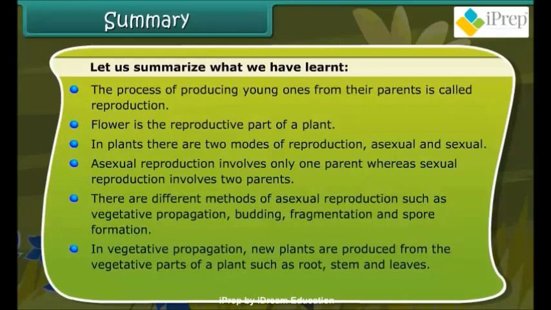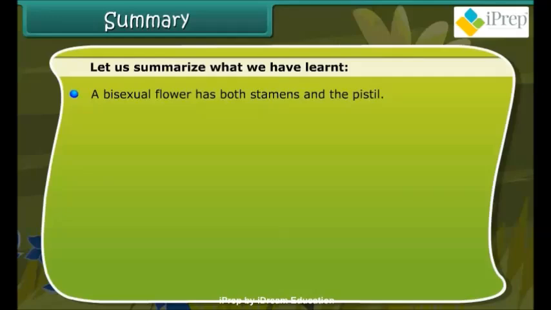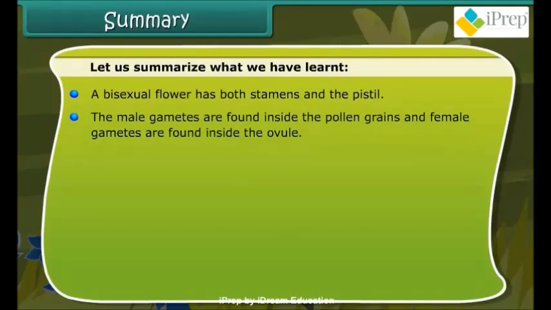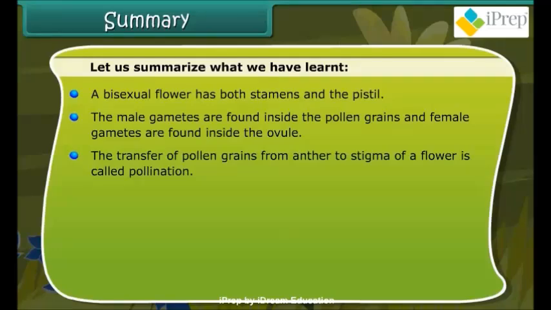In vegetative propagation, new plants are produced from the vegetative parts of a plant such as root, stem, and leaves. A unisexual flower has either the stamens or the pistil. A bisexual flower has both stamens and the pistil. The male gametes are found inside the pollen grains and the female gametes are found inside the ovule. The transfer of pollen grains from anther to stigma of a flower is called pollination.